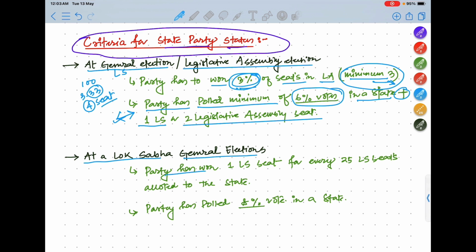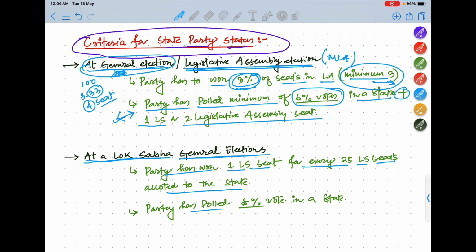Next, at Lok Sabha general elections, the party has won, here general election means legislative assembly election, not Lok Sabha. General election in terms of legislative assembly, that is for the MLA election. Now at a Lok Sabha general election, the party has won 1 Lok Sabha seat for every 25 Lok Sabha seats allotted to the state.